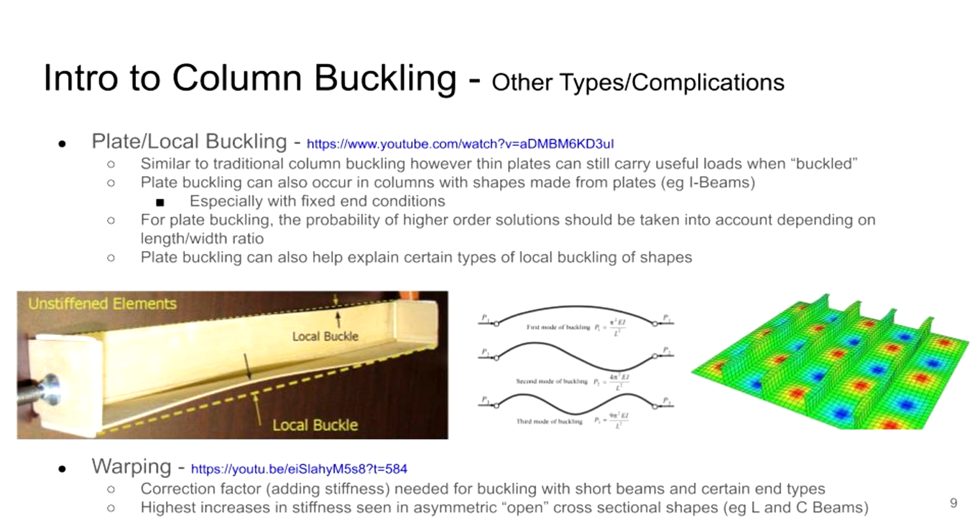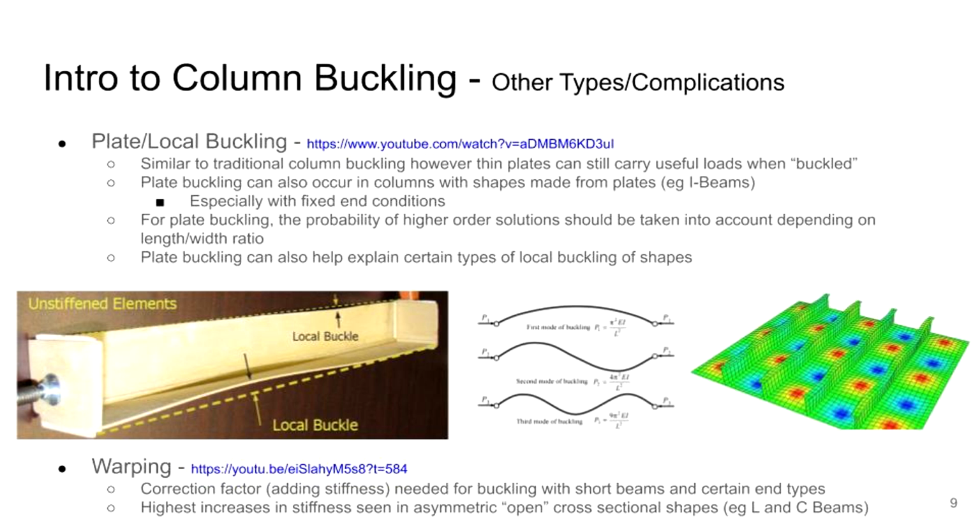And plate buckling can also, with these higher orders, help explain why some types of local buckling occur. So if we look at this right image, let's take any given red spot, right? That's a high local buckling point. If that red spot happened to have an imperfection in it, we could see local plastic buckling, which could cause failure of the whole structure.